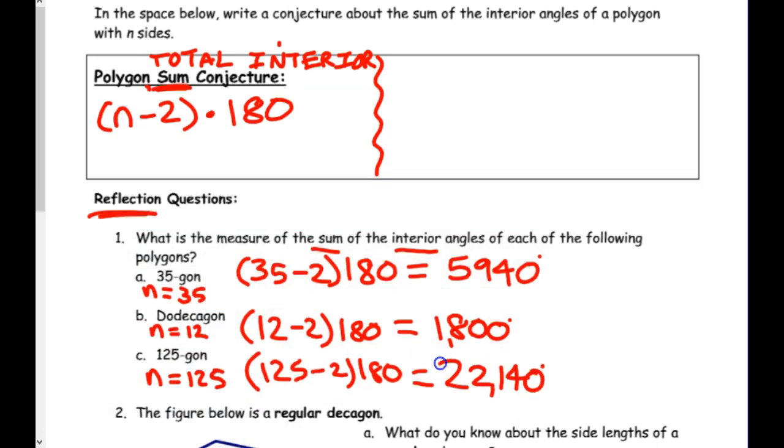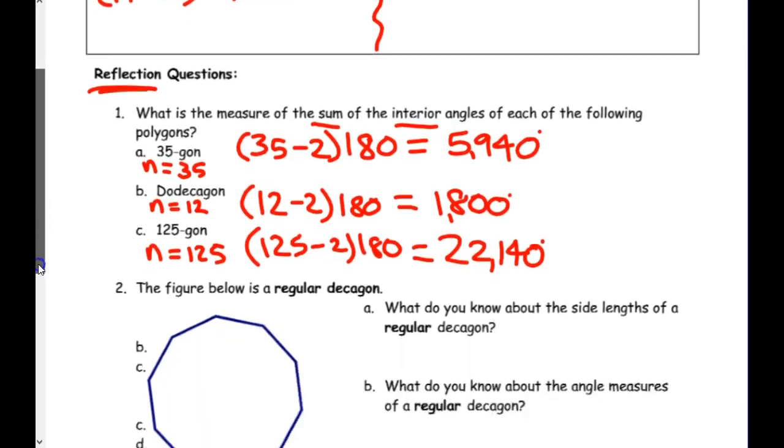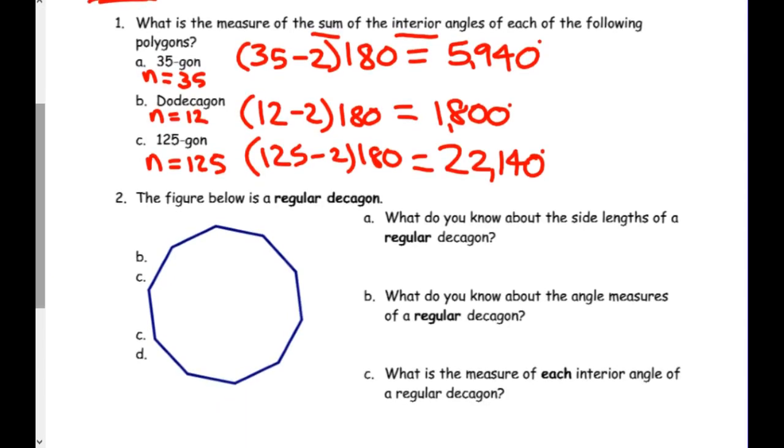All right? So any questions on how to do that? If you see the phrase sum interior, then you know what you're going to do. N minus 2 times 180. Okay? I'll give you those formulas in the future. You just got to know what to do. Now I'm not moving it all the way away. Let's put it right there.